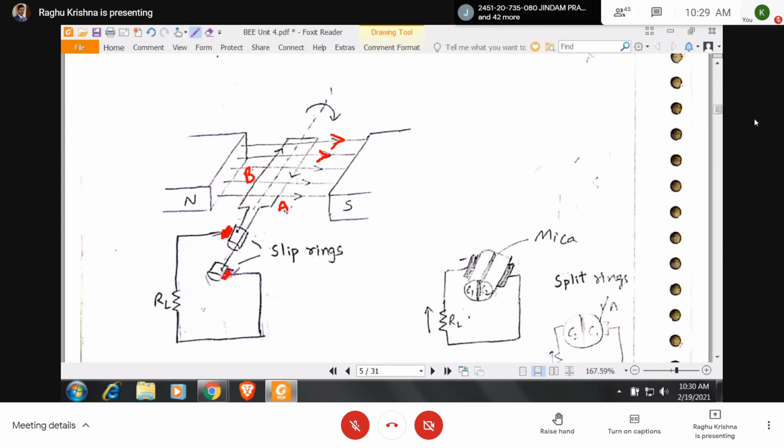Okay, you have two brushes. You can write here, this is one brush, and this is another brush. See here, this is the other brush. You can see two brushes. So brushes are used to collect the current.